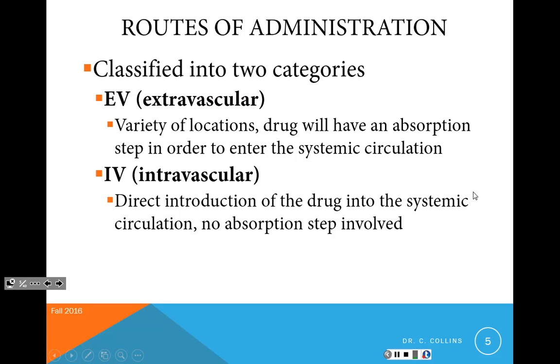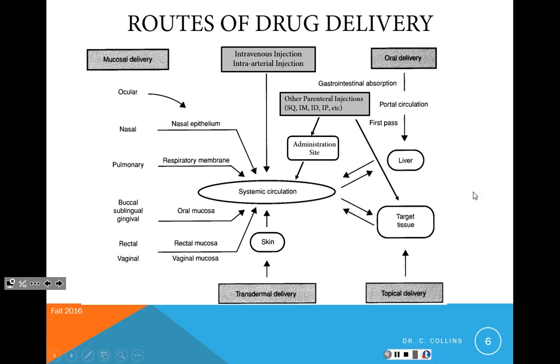So two routes, two main routes. Everything else is a subset of one of these two routes. If it has an absorption step, it's extravascular. If it doesn't have an absorption step, then it's intravascular. So routes of drug delivery.